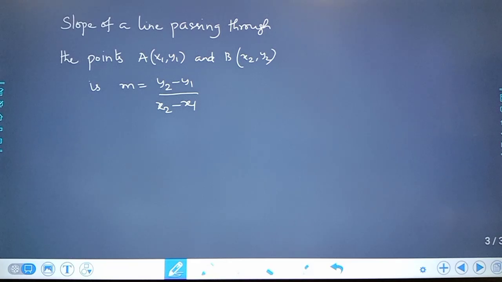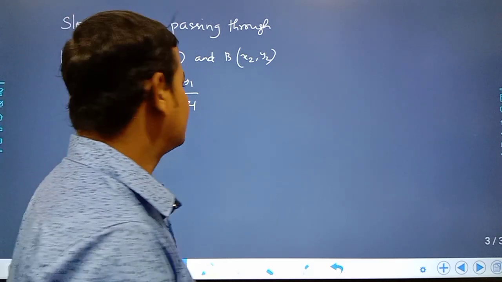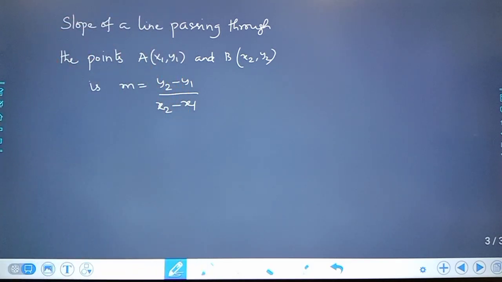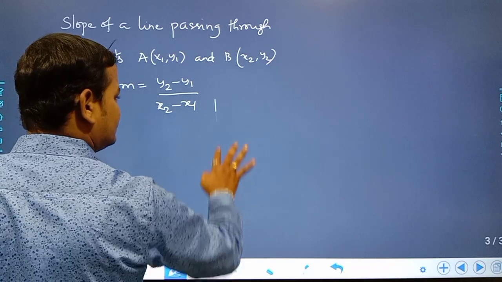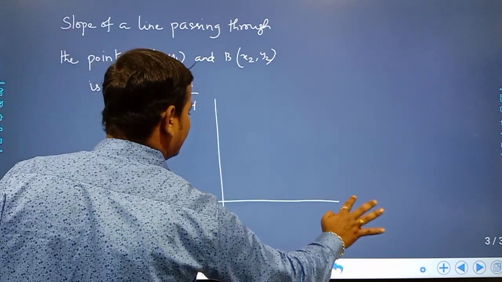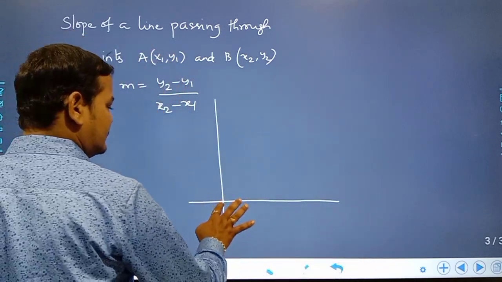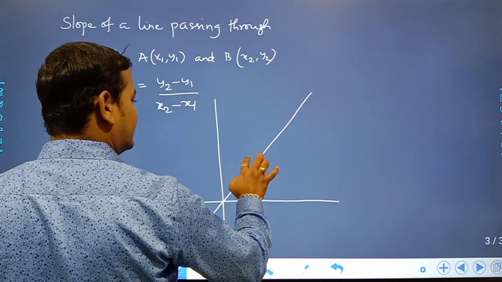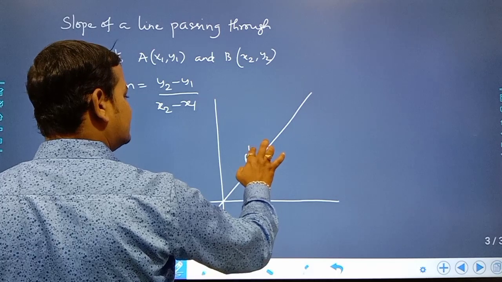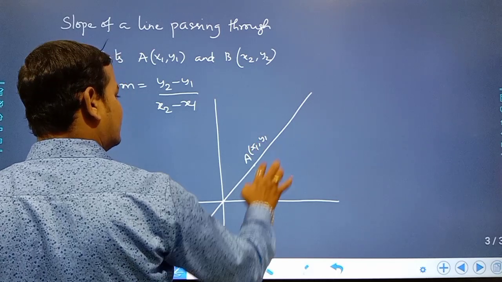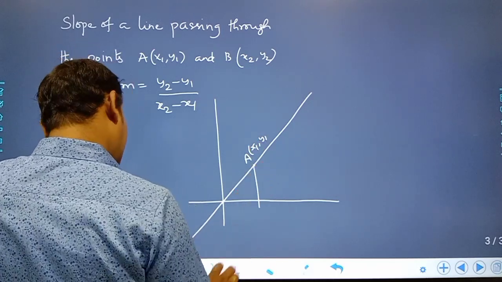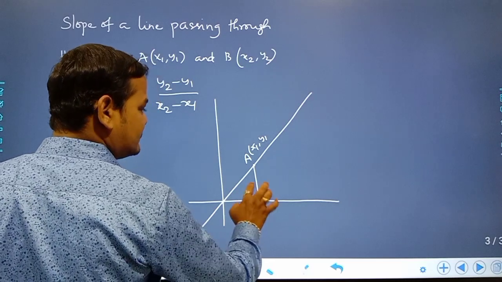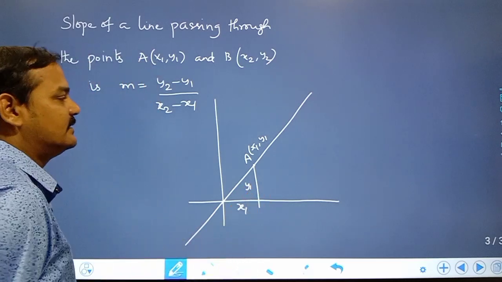So for any two points through which the line passes, the slope formula is y2 minus y1 by x2 minus x1. There are two points given. I can consider the first point, this is x1 y1. I draw a perpendicular: this is x1 and this is y1.